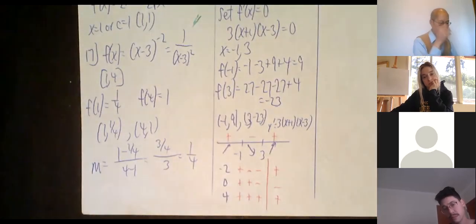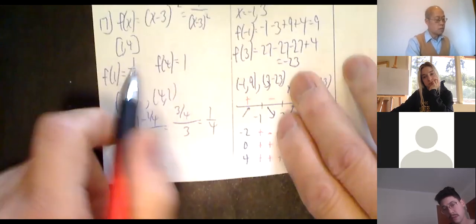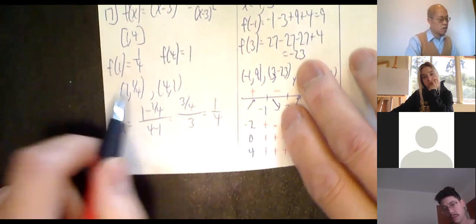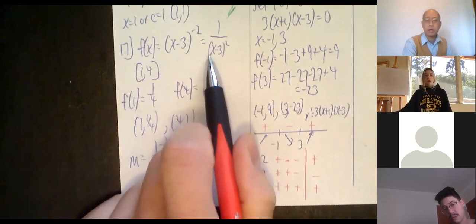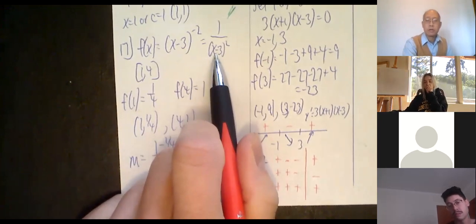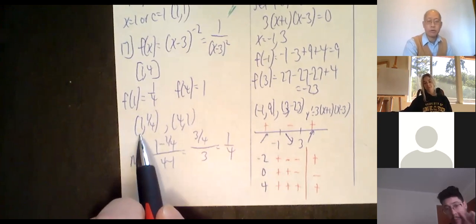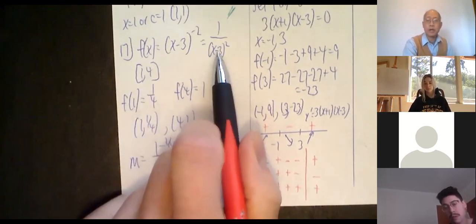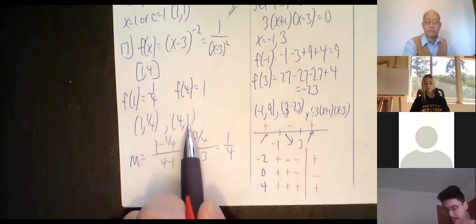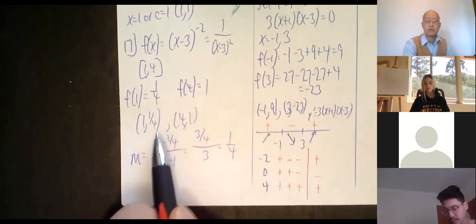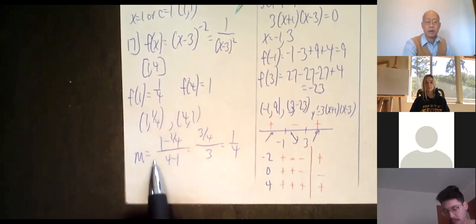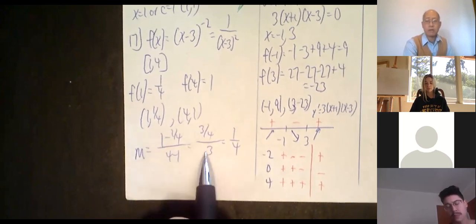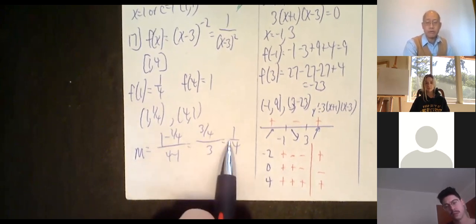So how do you do that? First let's find the slope of the line joining the 2 endpoints. They told us to go from 1 to 4. What do you get when you plug in 1? 1 over negative 2 squared is 1/4, so the point is 1 comma 1/4. And when you plug in 4, 4 minus 3 is 1, so 4, 1. Now find the slope: y2 minus y1 divided by x2 minus x1. 1 minus 1/4 divided by 4 minus 1. 3/4 divided by 3, which comes out to be 1/4.